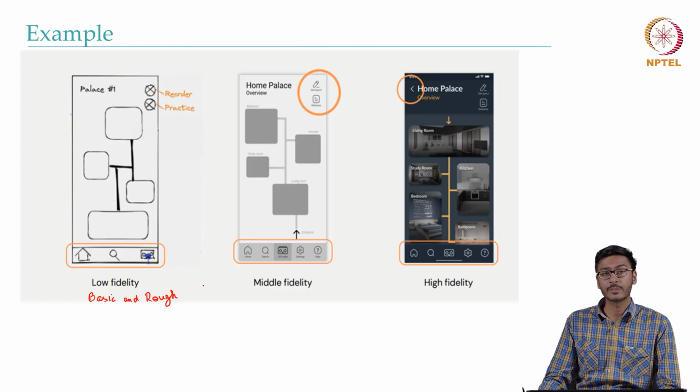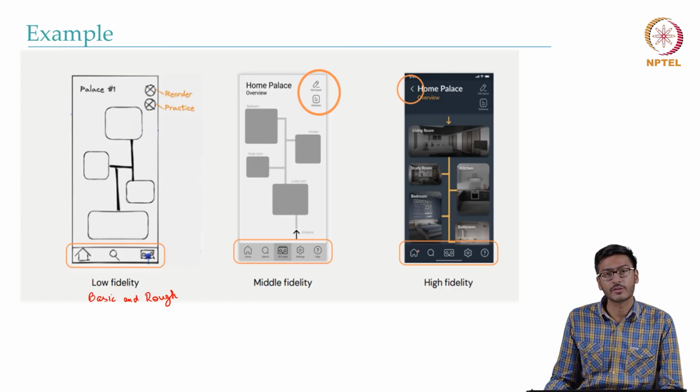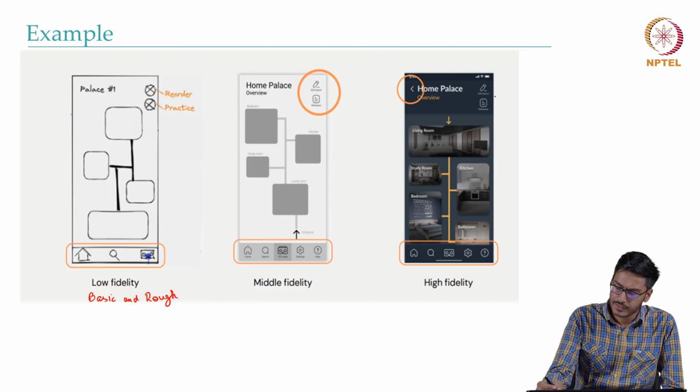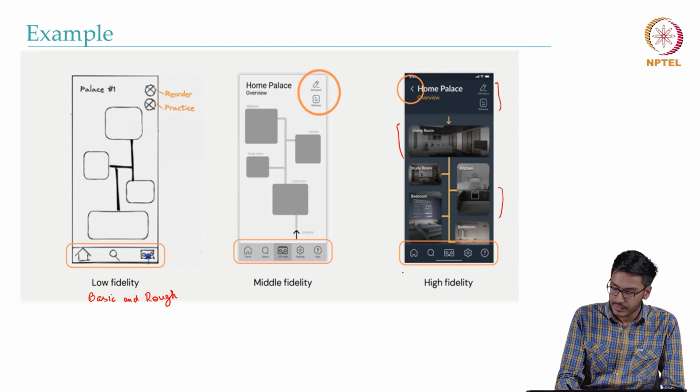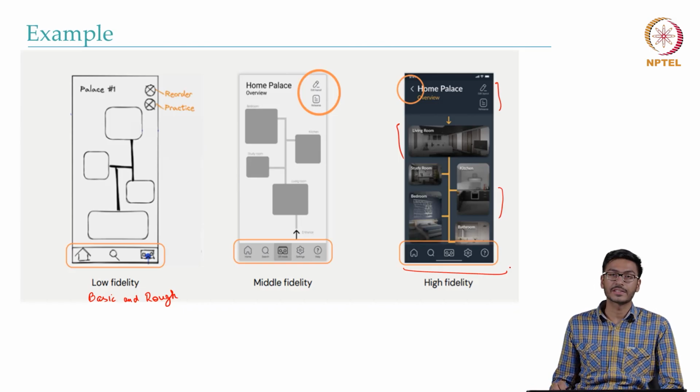As for the high fidelity prototype, well, it contains most of the features, or should I say, all of the features that the app is going to contain for the product. It contains all the visual elements, the icons, images, clickable areas, and all the interactive features that one expects from a fully functional application.